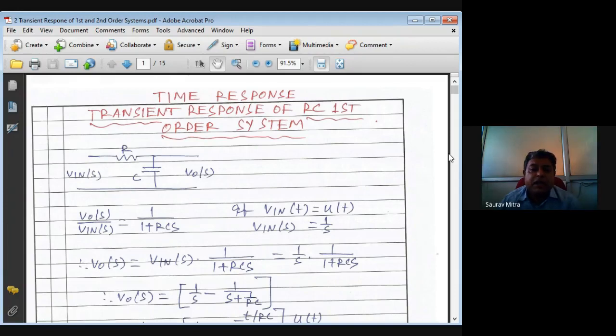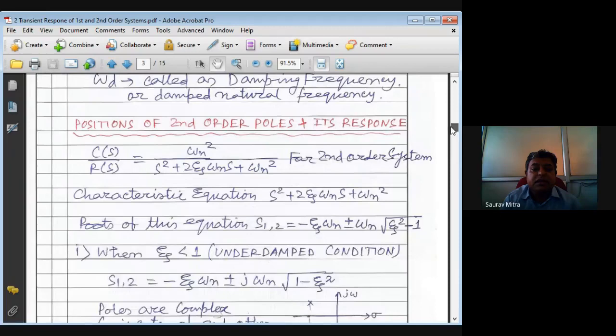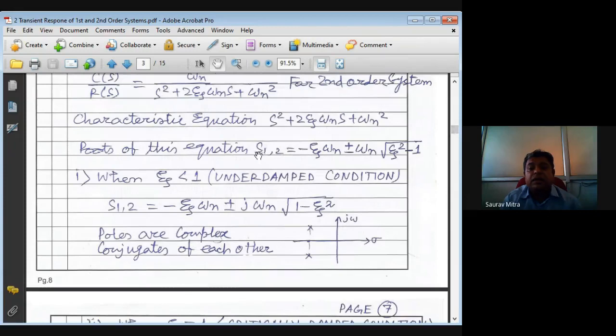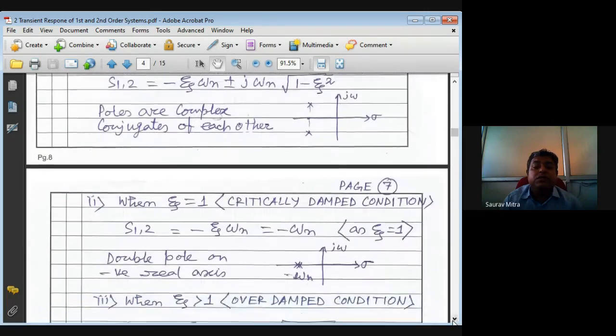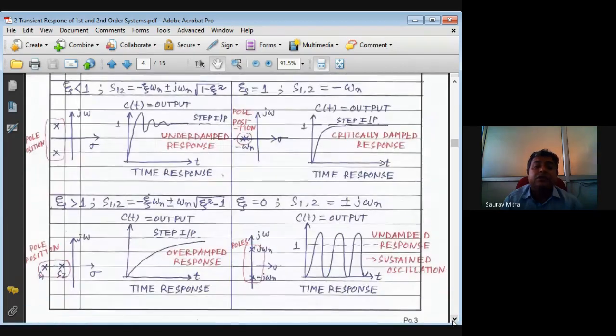It's a very big equation, and then compare it with the standard second order transfer function, that is, the equation in terms of zeta, omega n and so on, and there you find the second order pole equation. In that pole equation you have to substitute four different values of zeta: 0, between 0 and 1, 1, and greater than 1, and you are going to get four different pole positions. All these pole positions create four different responses of C(t), that is, the unit step response of the circuit for four different zeta.